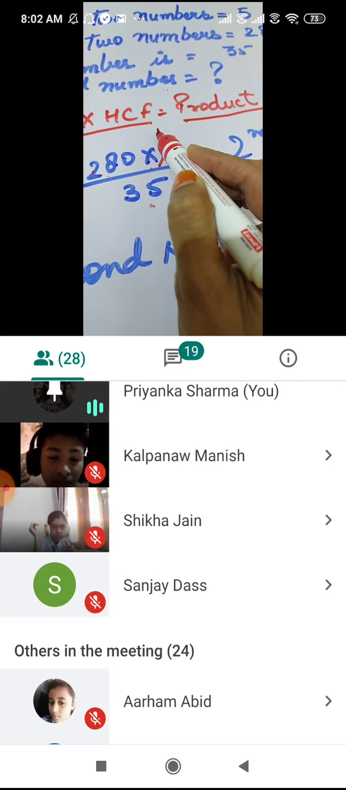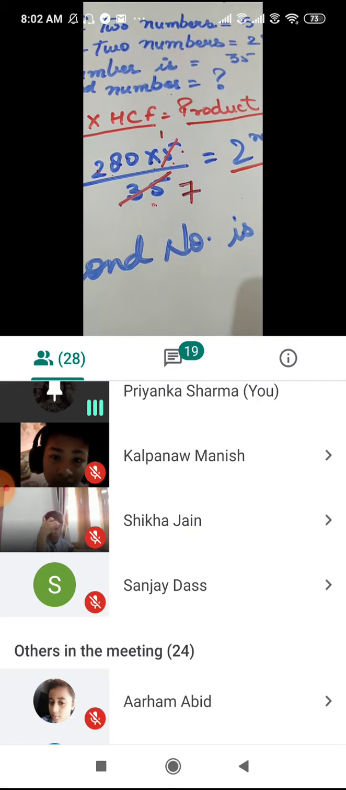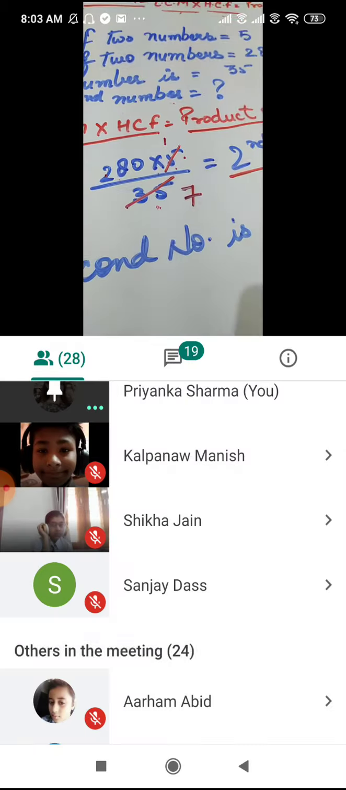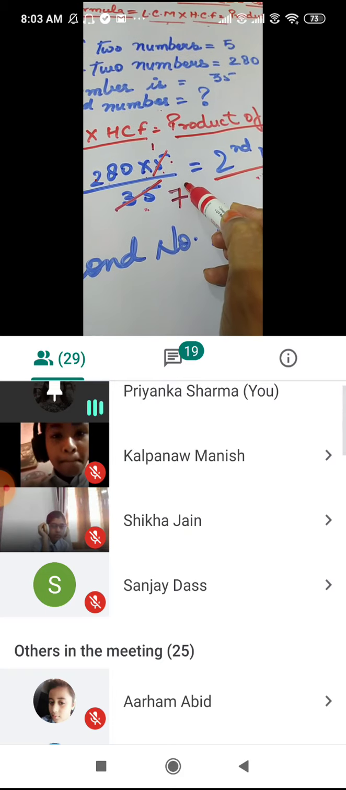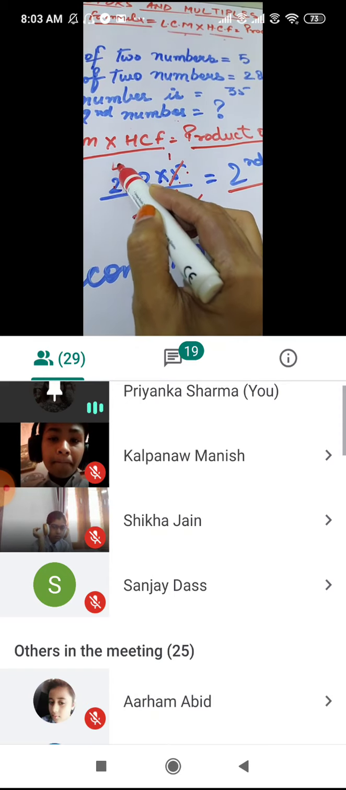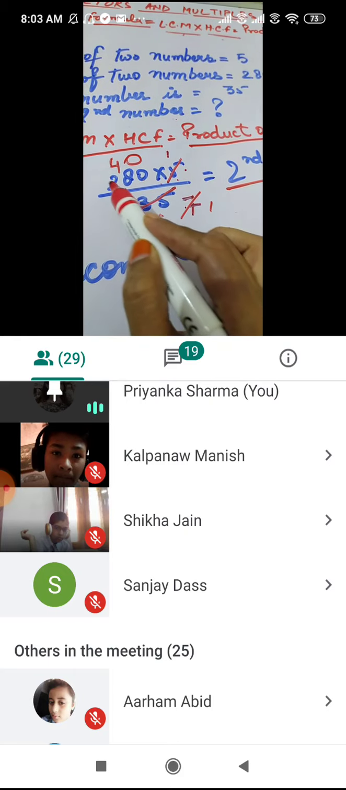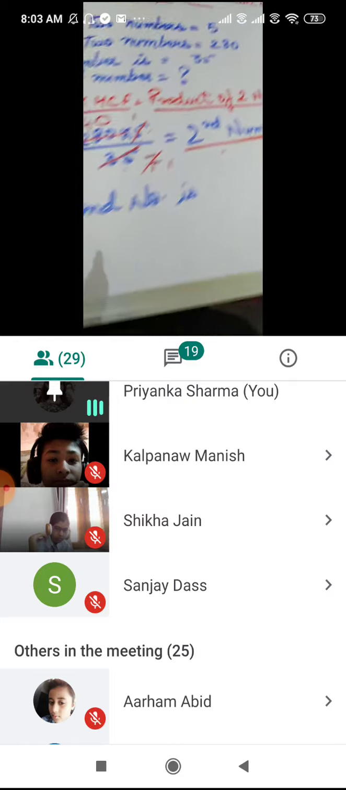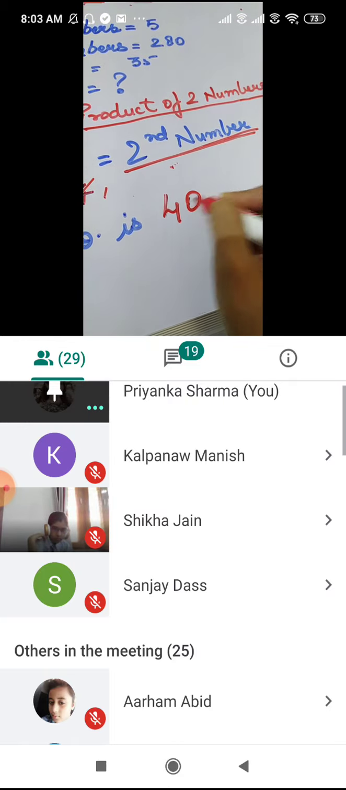5 ones are 5 and 5 sevens are 35. Now here 7 is left and here 280 is left. So let's solve this also. 7 ones are 7, 7 fours are 28 and 0 copied as it is. So now among these numbers what is left with us? 40. So our answer will be: the second number is 40.